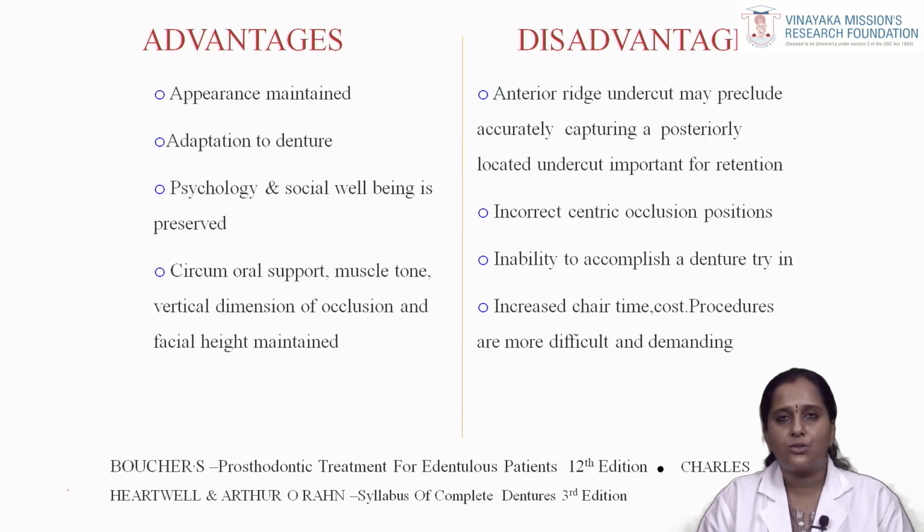Next, there are chances for them to attain incorrect centric occlusion positions. There is also the inability to accomplish a denture try-in. In a conventional complete denture, the patients have a wax try-in and can have an outlook of it. Whereas in an immediate complete denture, they don't get support like that and are immediately restored while still having their natural mobile teeth. So in those cases, it is very difficult for them to see their denture try-in. And next is increased chair time. Sometimes the procedures may be difficult and will require an increase in the chair time of the patient.